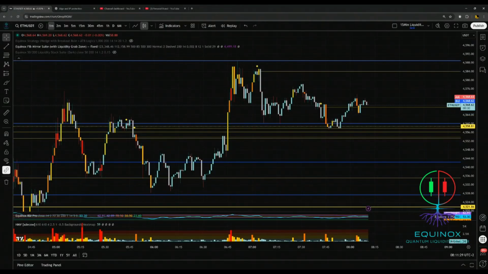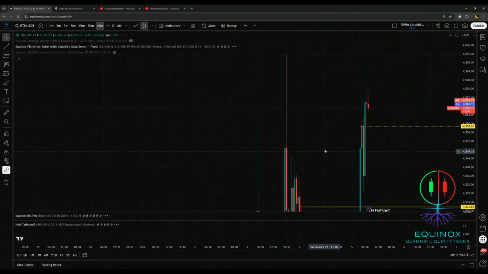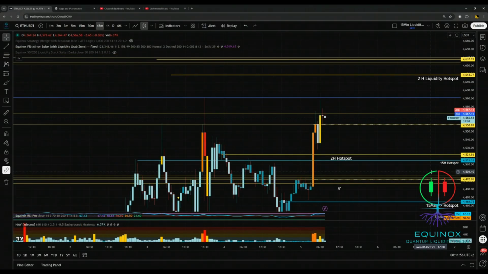Morning, guys. So as you could see in the start of this video, I made reference to a quantum liquidity trader. So I just want to quickly mention that what it basically is, we use algorithms to identify liquidity in the market. As you can see, I've been tracking the liquidity on Ethereum on several different time frames.